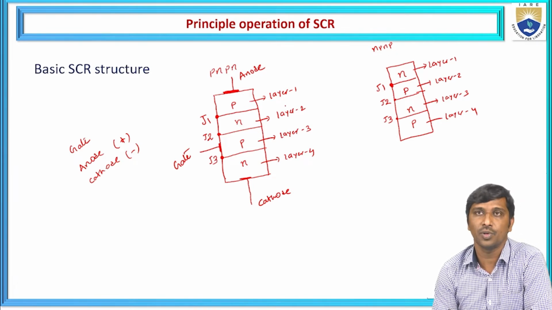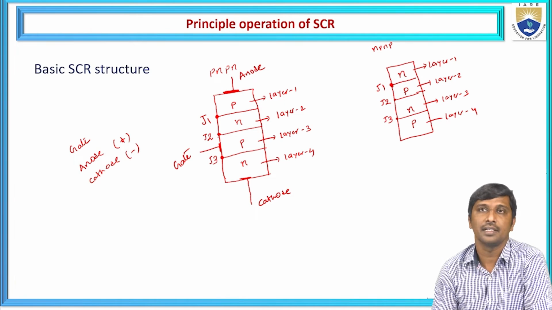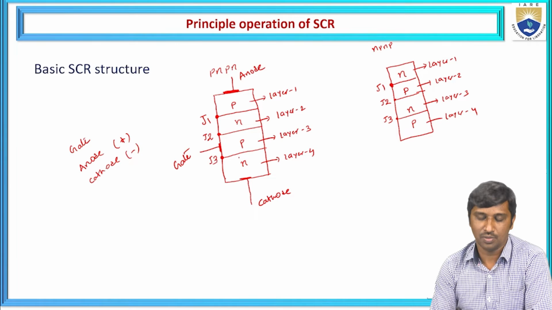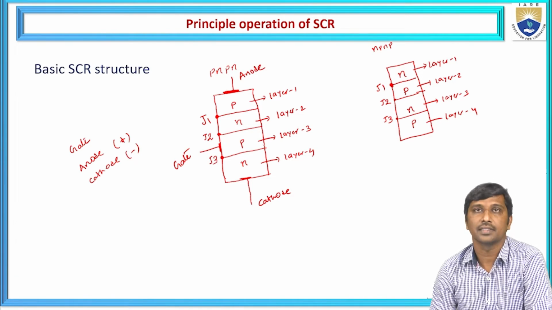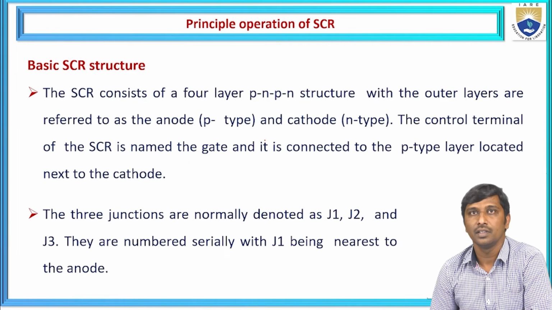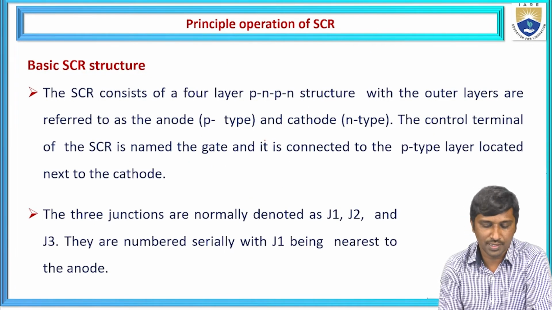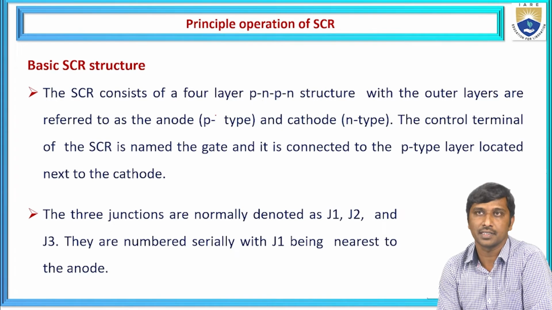It contains a 4-layer device and a 3-junction formation, and it contains 3 terminals: anode, cathode, and gate. So this is the normal structure of the silicon control rectifier. Here I am showing these points. The SCR contains 4 layers, as we already discussed.